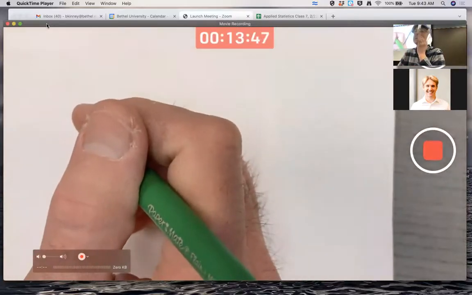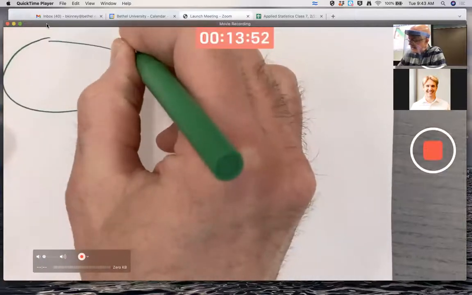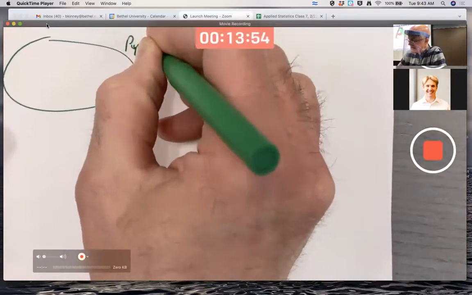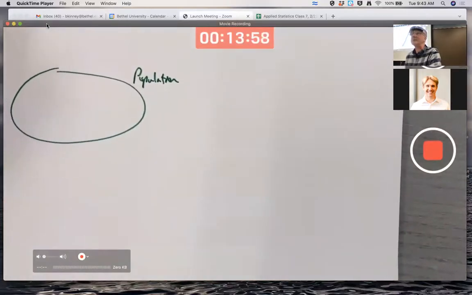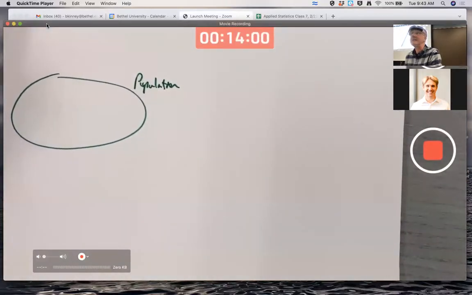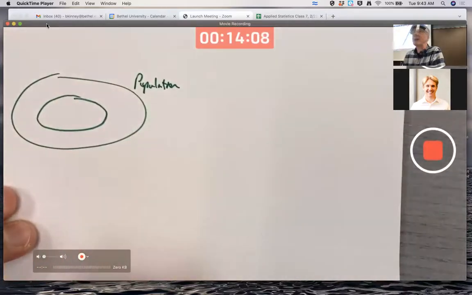The background is we've got some population. This is the background of doing inferential statistics. You've got some population that you want to know about. You can't study the entire population. You need to study a sample.